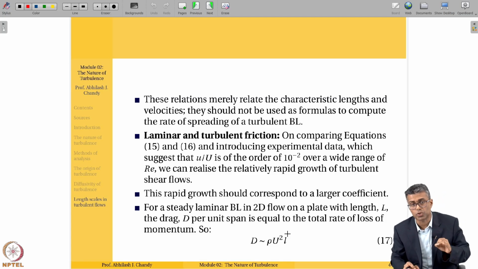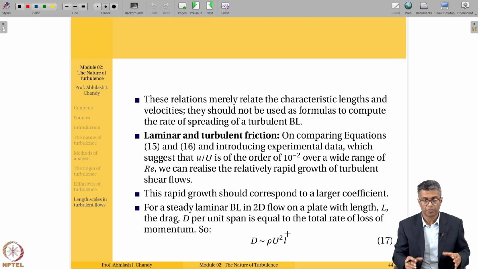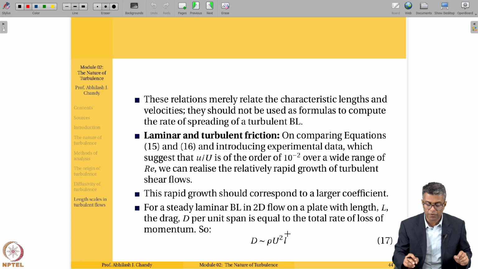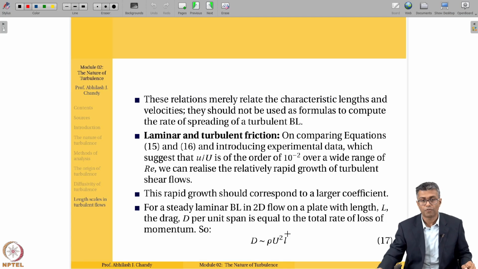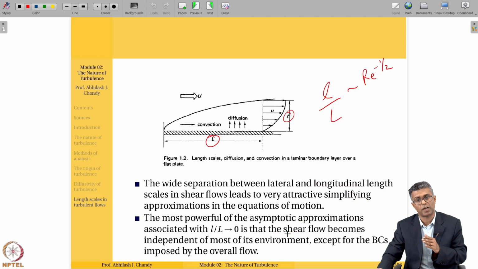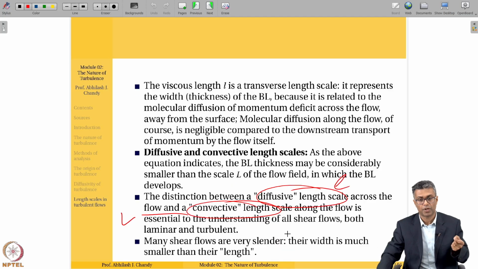So now let's use this to estimate a very realistic quantity like friction, and we will consider both laminar and turbulent friction. For example, if I look at equations 15 and 16, where are 15 and 16? This is 16, where you're relating the time scales to each other, and 15 is where you're relating the length scale to the velocity scale. 15 is this equation here, where you have the ratio of the length scale being of the same order of magnitude as the Reynolds number to the minus half.